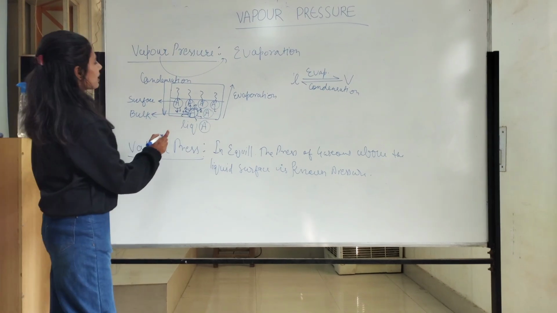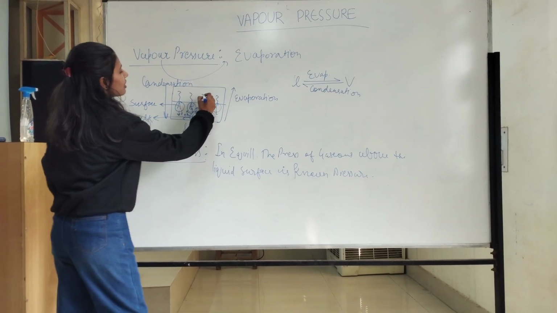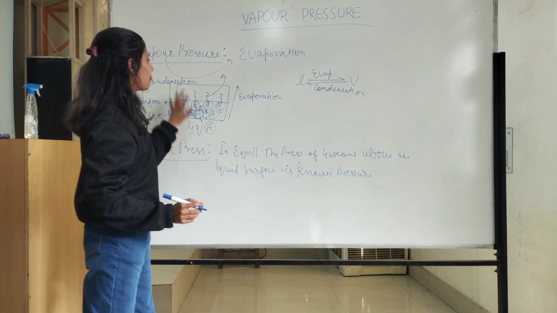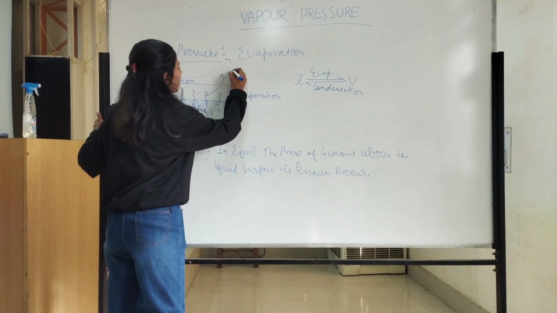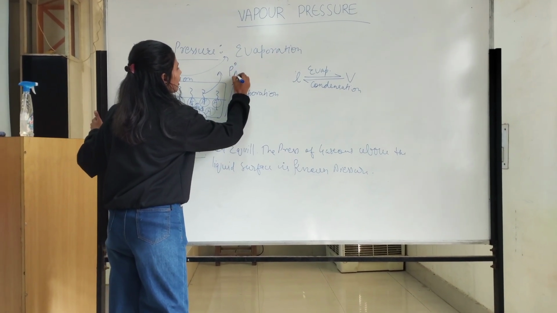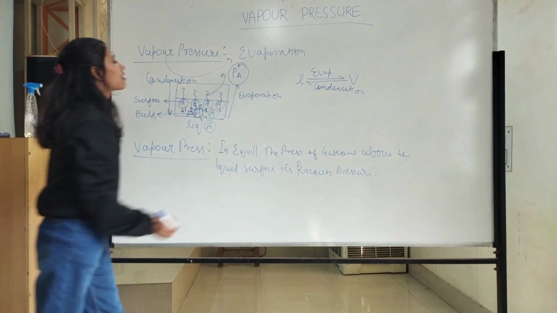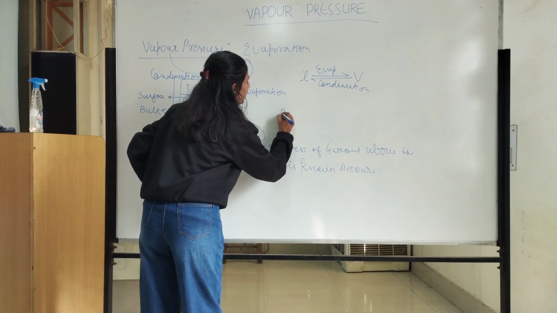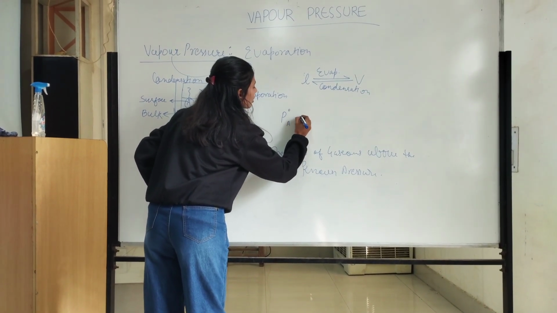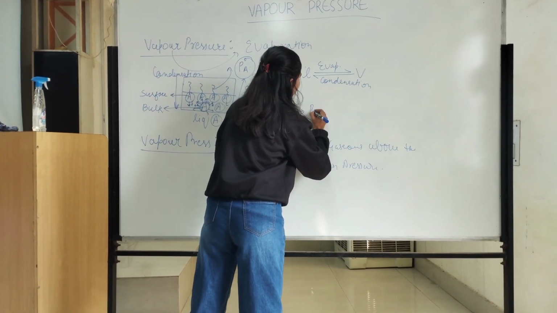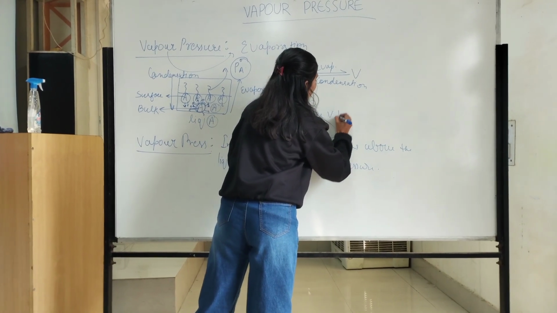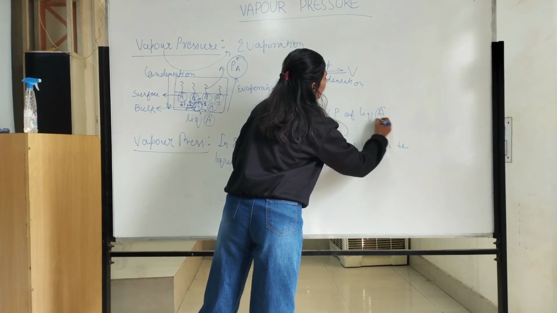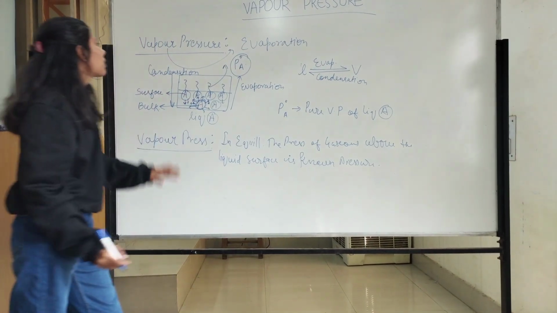So as we can see, these are the vapors. These vapors are in gaseous form. So these gases must have their own vapor pressure, which can be represented as P naught A. P naught A is known as the pure vapor pressure of liquid A. P naught denotes the pure vapor pressure. So it is the pure vapor pressure of liquid A. So this is all about vapor pressure.